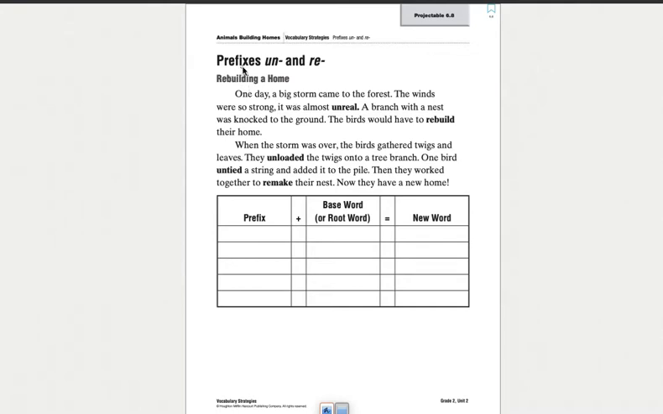So here we go. Rebuilding a home. One day, a big storm came to the forest. The winds were so strong it was almost unreal. A branch with a nest was knocked to the ground. The birds would have to rebuild their home. When the storm was over, the birds gathered twigs and leaves. They unfolded the twigs onto a tree branch. One bird untied a string and added it to the pile. Then they worked together to remake their nest. Now they have a new home.